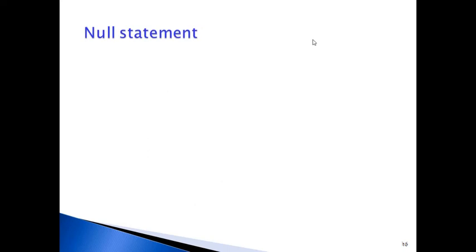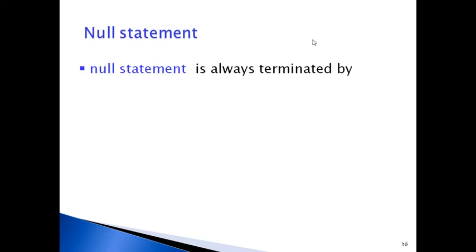Up to now we saw what a comma operator is and the usage of the comma operator. Now we will see the null statement. Null meaning nothing. A null statement, or null instruction, meaning zero instructions, is called the null statement. A null statement is always terminated by a semicolon.